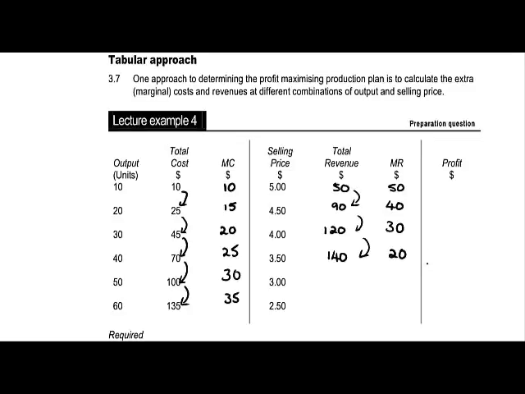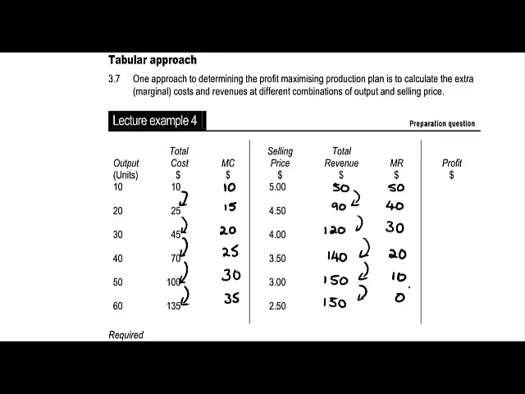So again, you can see this marginal revenue is declining as we would expect. That's gone up by 10. 250 times 60 is 150. And that hasn't gone up at all.